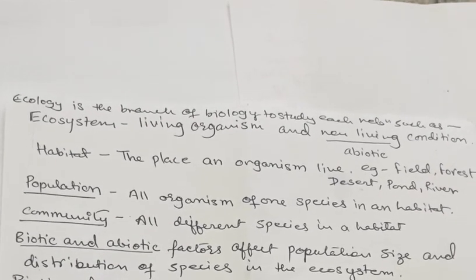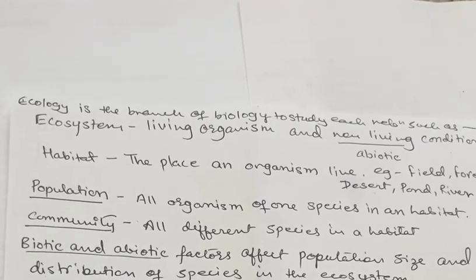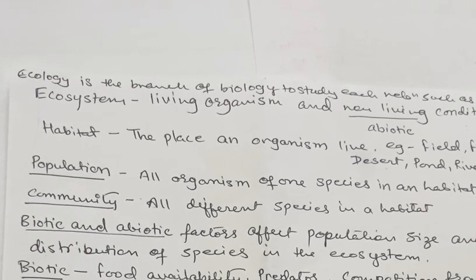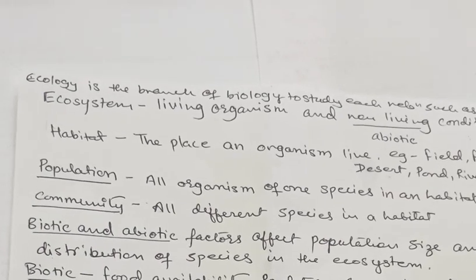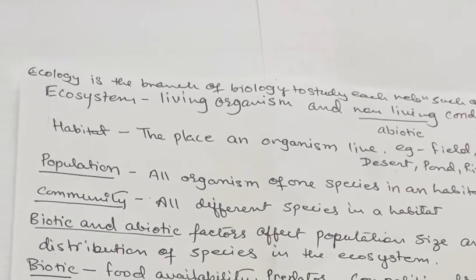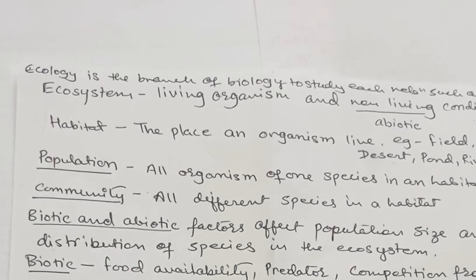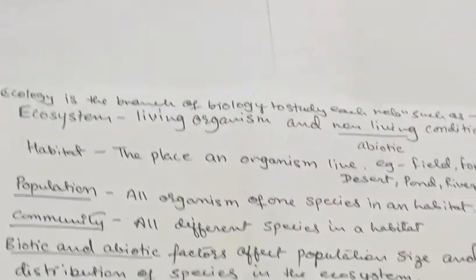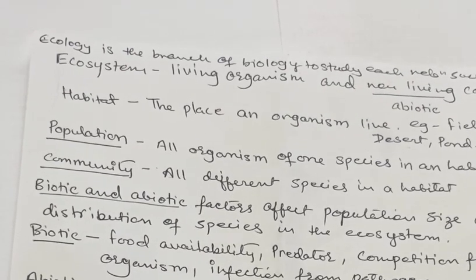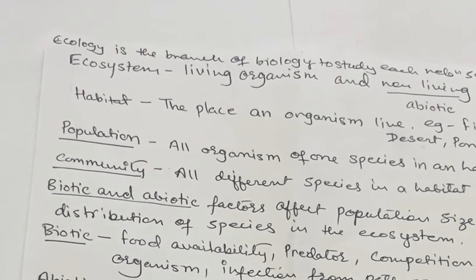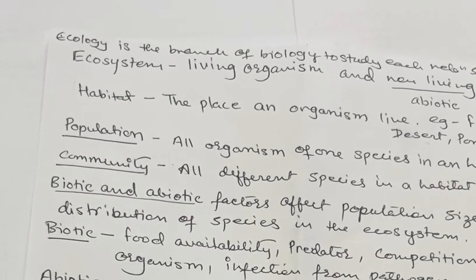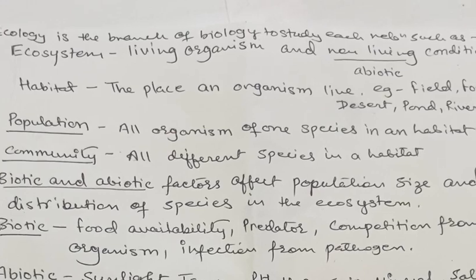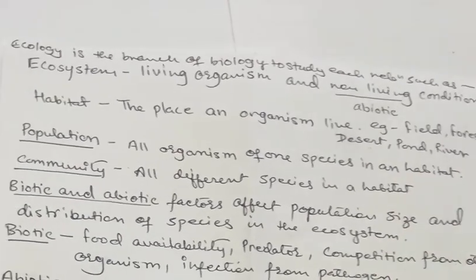Abiotic factor can be sunlight. If there is too much sunlight somewhere, then it will be a desert. If there is less or limited sunlight, it can be a place where it will be too cold. The same goes for temperature and pH. The pH of water may vary at different places. In the same way, soil, mineral, and solubility.